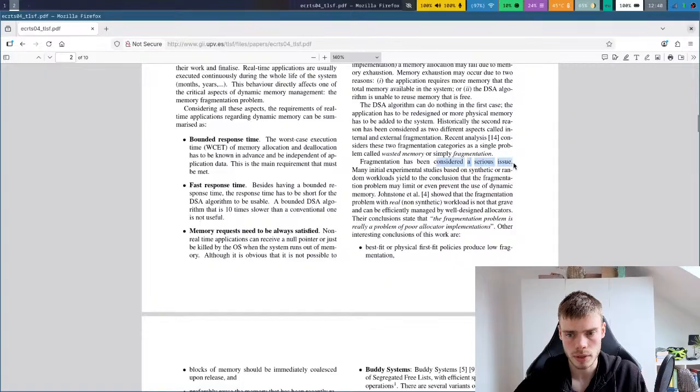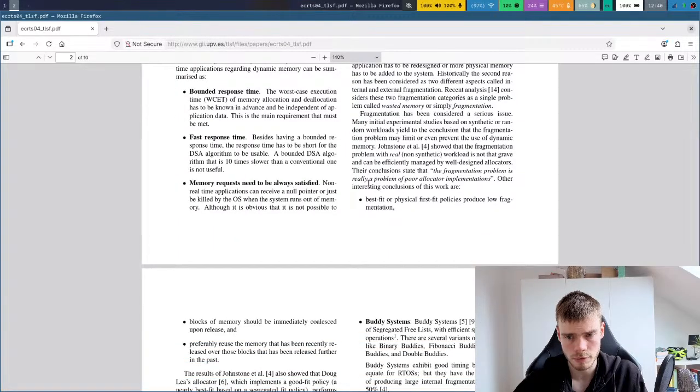Fragmentation has been considered a serious issue. Many initial experimental studies, based on synthetic or random workloads, concluded that the fragmentation problem may limit or even prevent the use of dynamic memory. Johnstone et al. showed that the fragmentation problem with real non-synthetic workloads is not that grave and can be efficiently managed by well-designed allocators. Their conclusion states that the fragmentation problem is really a problem of poor allocator implementations.